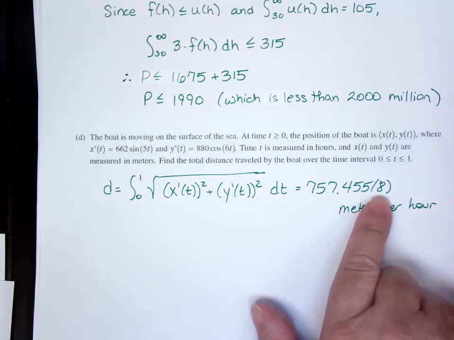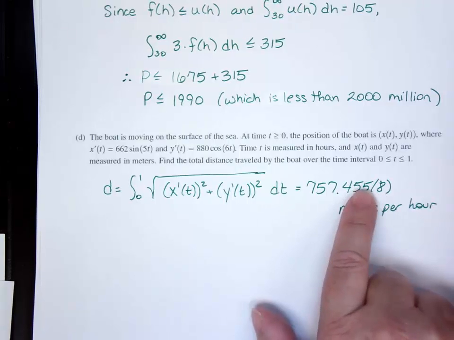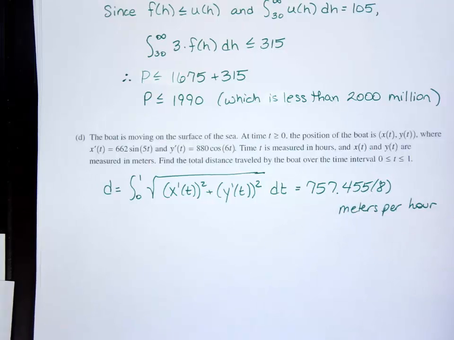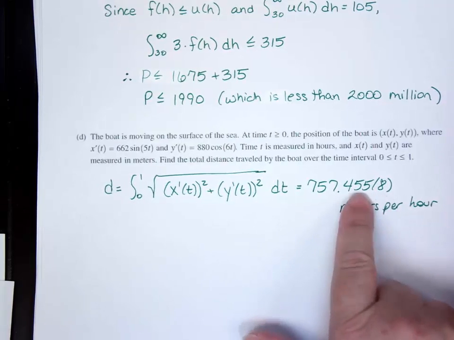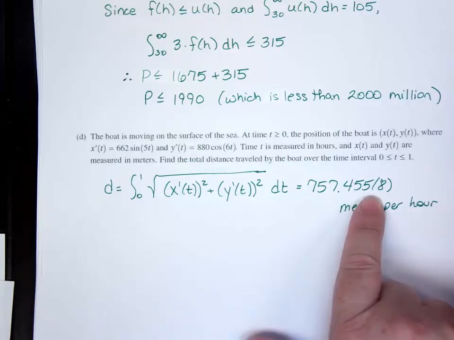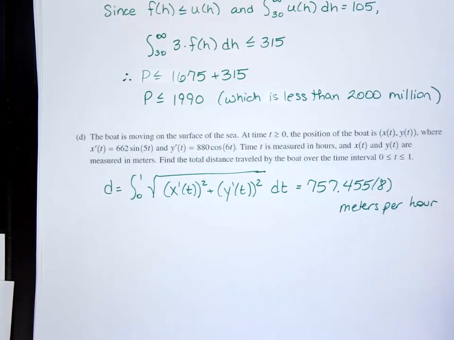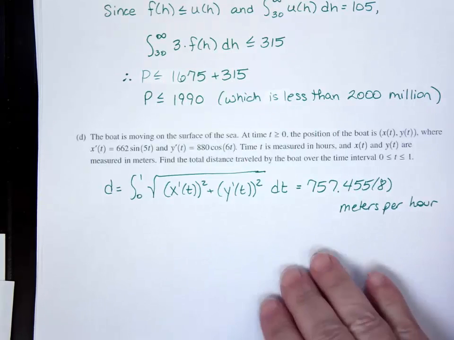757.455(8). The 8 is in parentheses as a notation that it could be rounded up to a 6 or it could be left as a 5, so both answers are correct. You don't have to put parentheses 8, you just have to write 0.455 or 0.456. And it is in meters per hour. It didn't specifically ask for the label, but it's not a bad idea to include it.